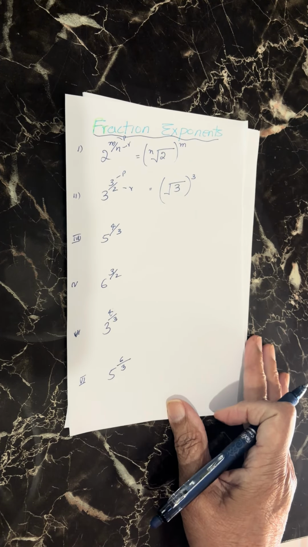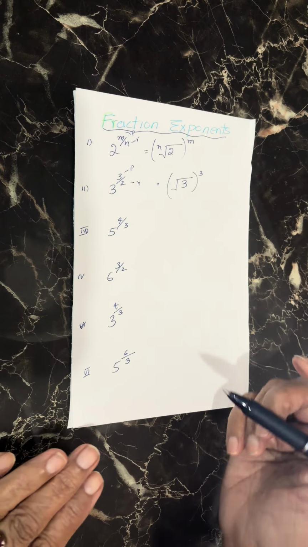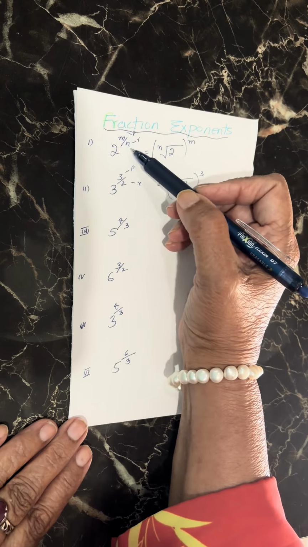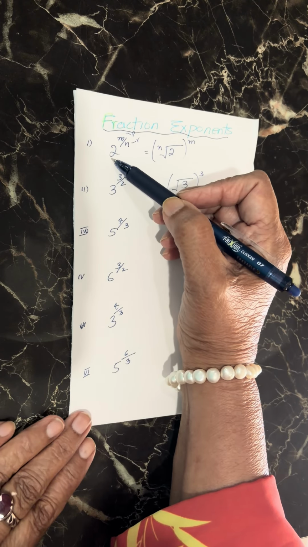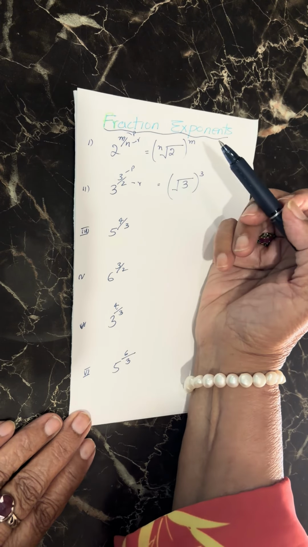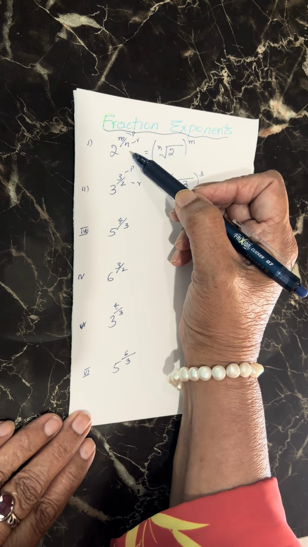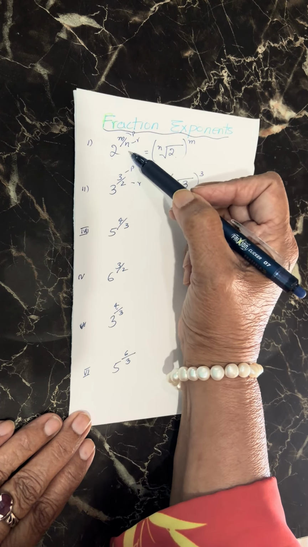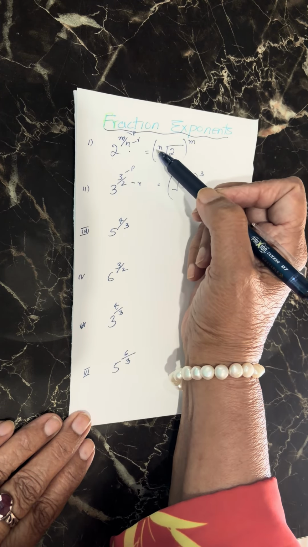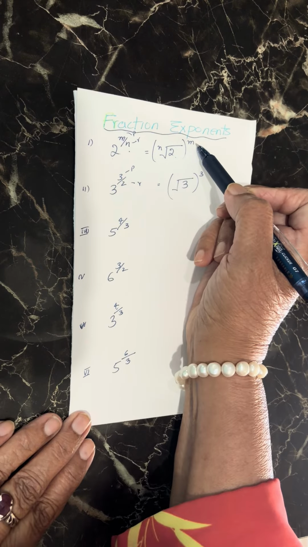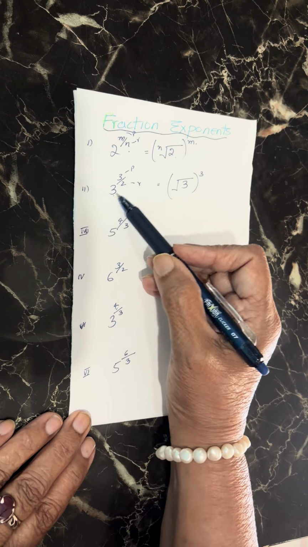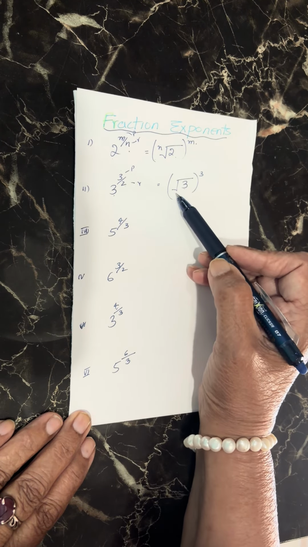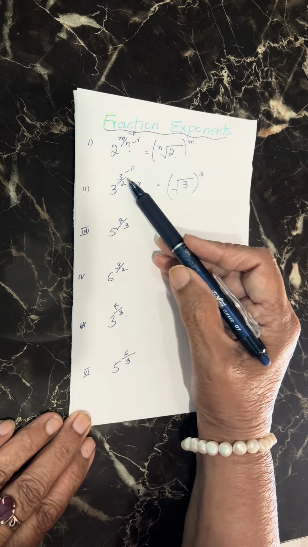Next is the fraction exponent. When exponents are in fraction form, the numerator is the power and the denominator is the root. Like 2 to the power m over n. So n is the root and m is the power. So we write the base 2 and the root is n. So we write the root sign n and the power is m. Like 3 to the power 3 over 2. So base 3, root is 2. So there is a square root sign and 3 is the power.